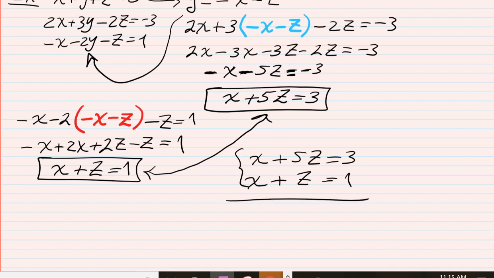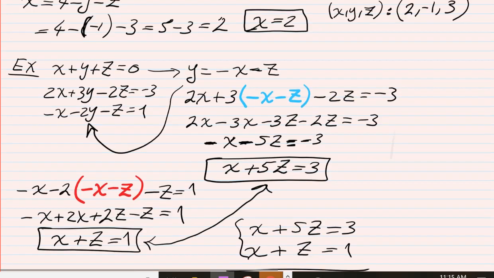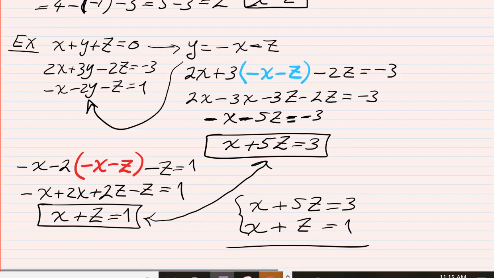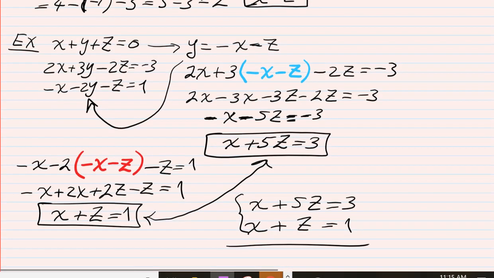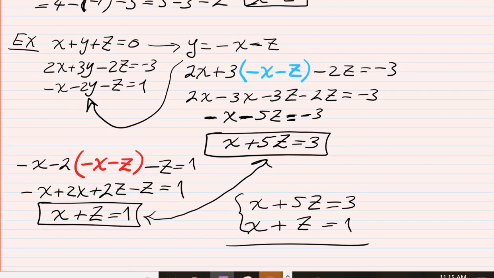And let's see, for this one I want to make sure I copy the problem right. So x plus y plus z equals 0, 2x plus 3y plus 2z. Actually, I didn't copy one of the problems right. So let me pause this and fix this up.